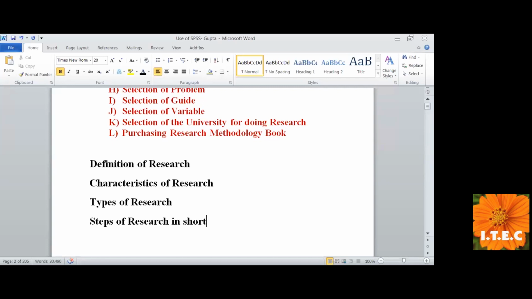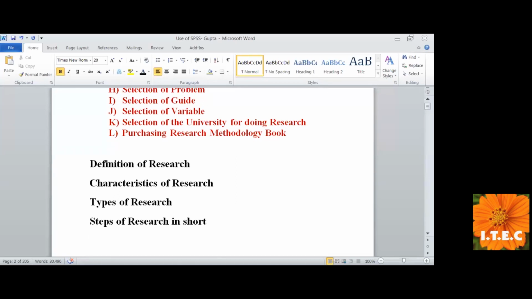In short, these are the 4 points which I'm going to cover in another 1 hour and 20 minutes. So let us see what is research.